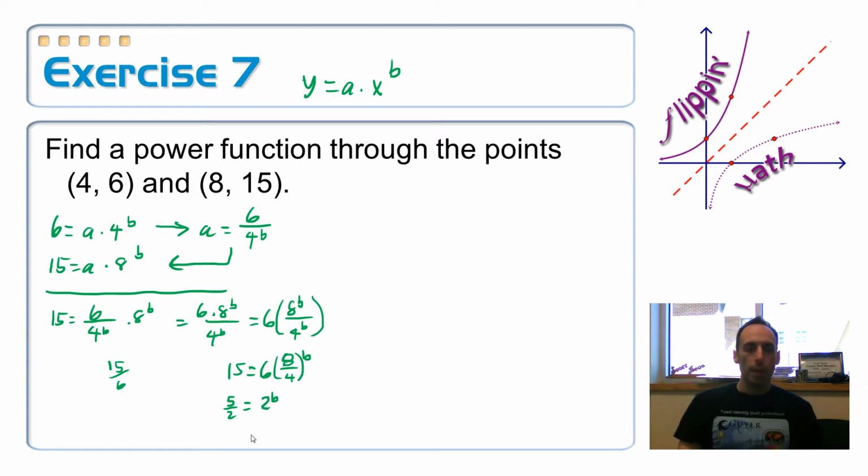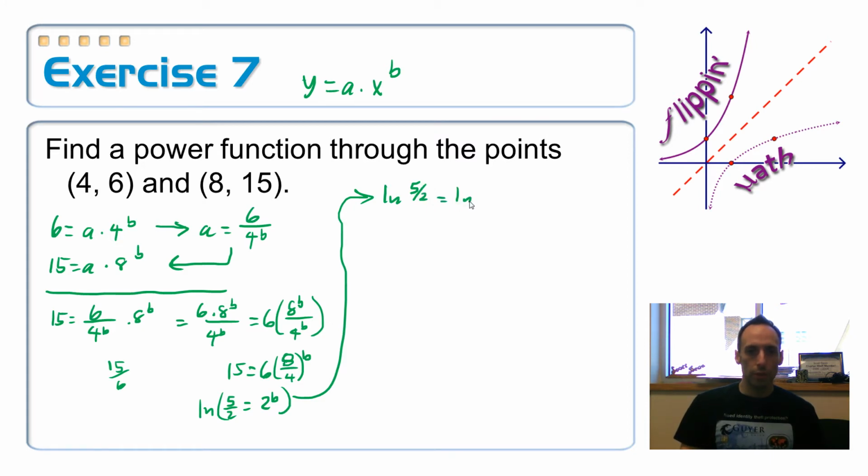And in order to solve an exponential equation, you need to take the log of both sides. We could take log base 2, or just take your favorite log so it changes the base for you. So I have the natural log of 5 halves is equal to the natural log of 2 raised to the b. The b gets to come out front. Natural log of 5 halves equals b times the natural log of 2. And then divide by the natural log of 2, and we can get our b. B is equal to the natural log of 5 halves divided by the natural log of 2.